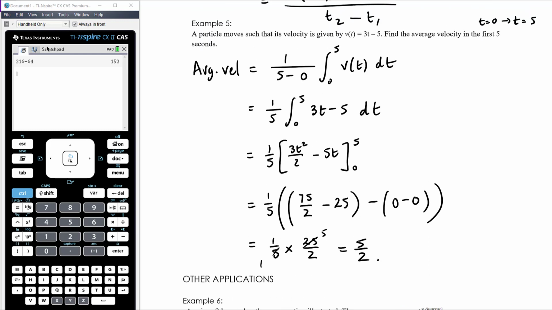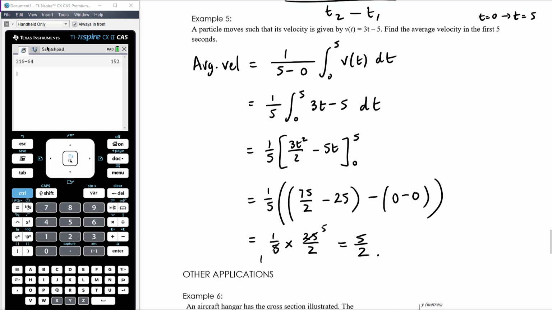Let's get some units here. We haven't got actually any distance units in this particular question. So it's units per second. Okay, so it's distance units though. Meters per second, kilometers per second, don't know, centimeters per second.